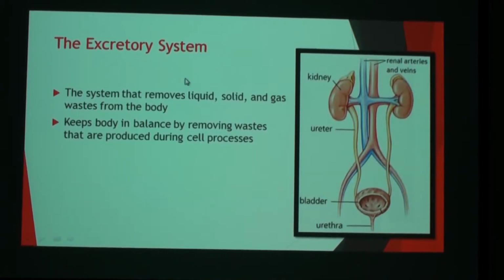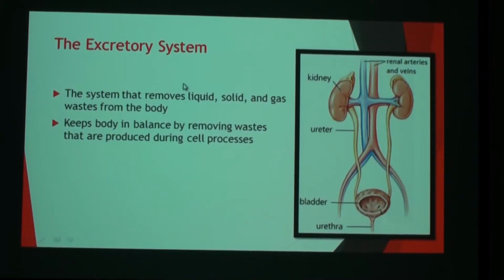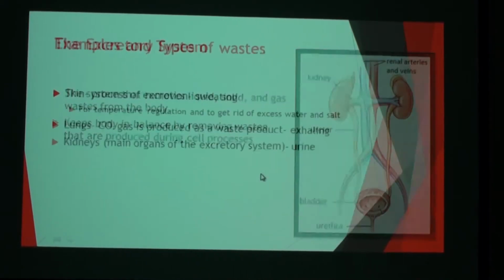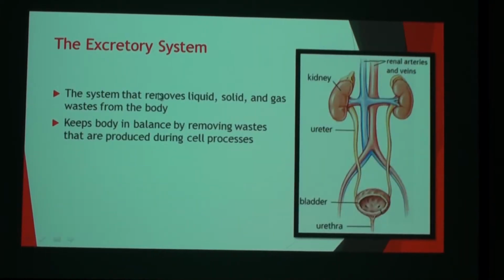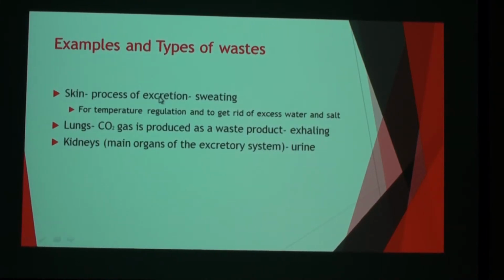And then the excretory system. The excretory system removes liquid, solid, and gas waste from the body. It keeps the body in balance by removing waste that is produced during cell processes. Okay, so here are some types of wastes.